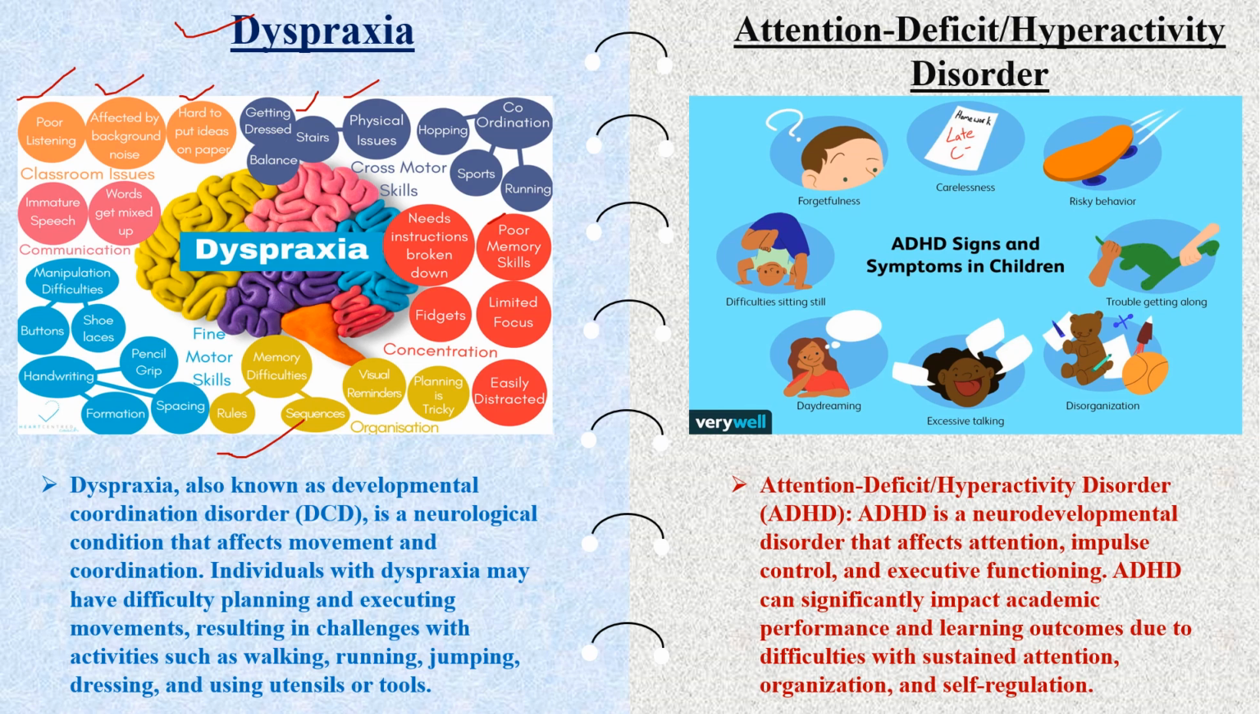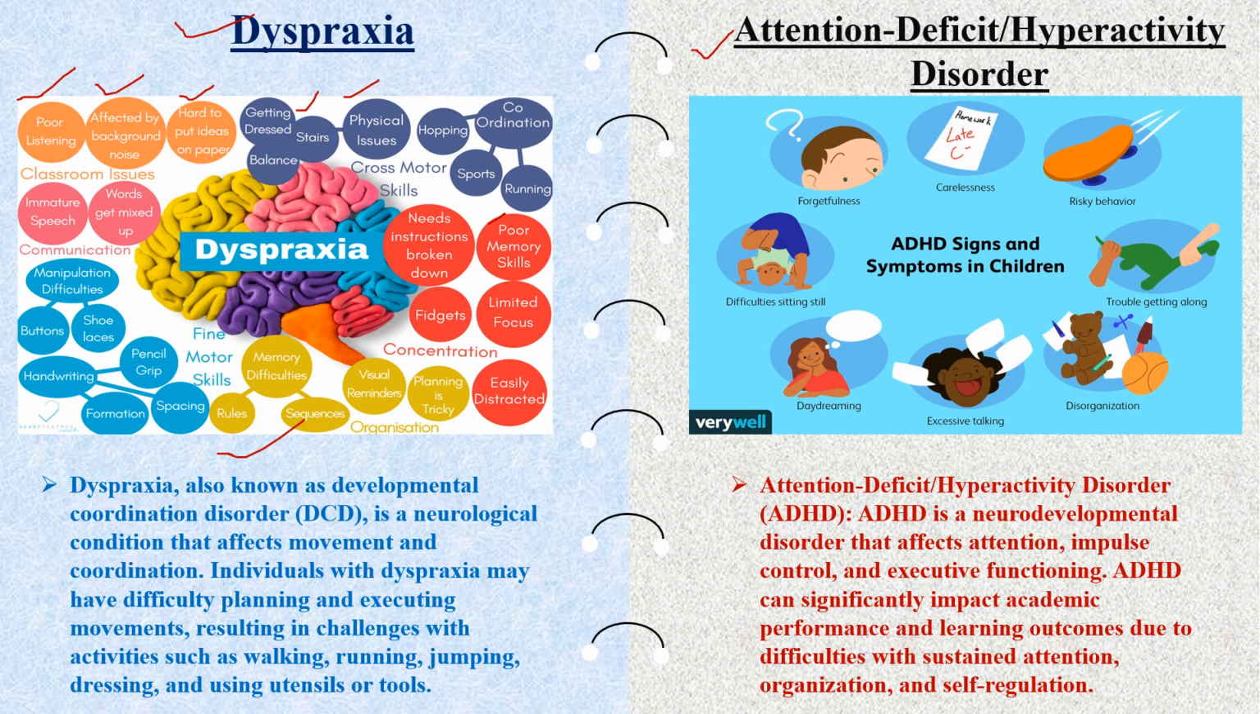Now we will study ADHD, or we can say attention deficit hyperactivity disorder. So we can say that in this disorder, children face difficulty in staying focused or paying attention. Means in this, a child's attention skill is affected. He will have difficulty in behavior control, and he will be very hyperactive, and it will also affect his academic performance and learning outcomes.